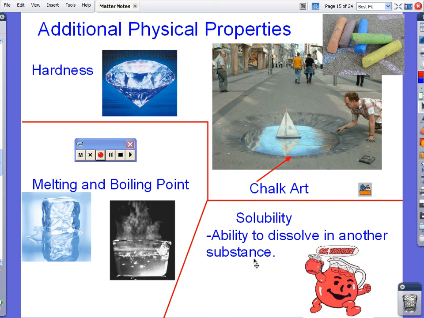Solubility is the ability to dissolve in another substance. Kool-Aid obviously has a high solubility. Sand does not have a high solubility. It will start to dissolve. It takes a very, very long time and a lot of mixing. Sugar and water are also very soluble.